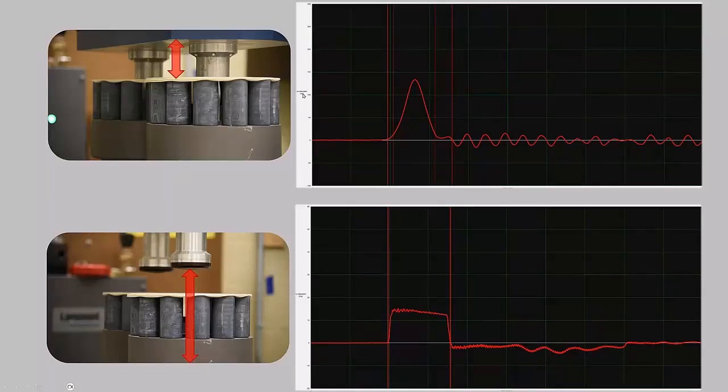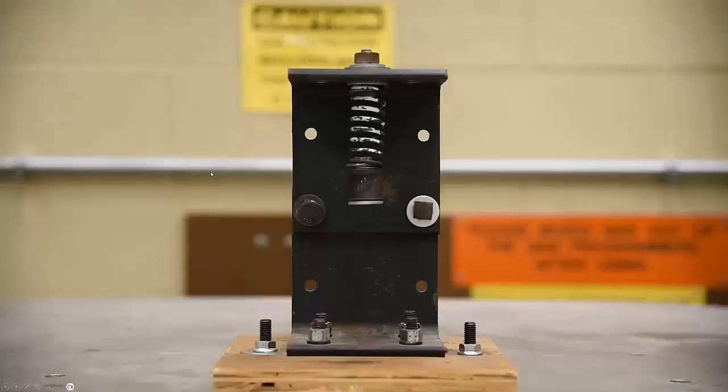Although both these graphs show acceleration versus time, the scales are different here. This is a much higher peak G event, about 130 Gs, where the one I'm showing here on the screen is only about 15 Gs, and at a much longer duration.